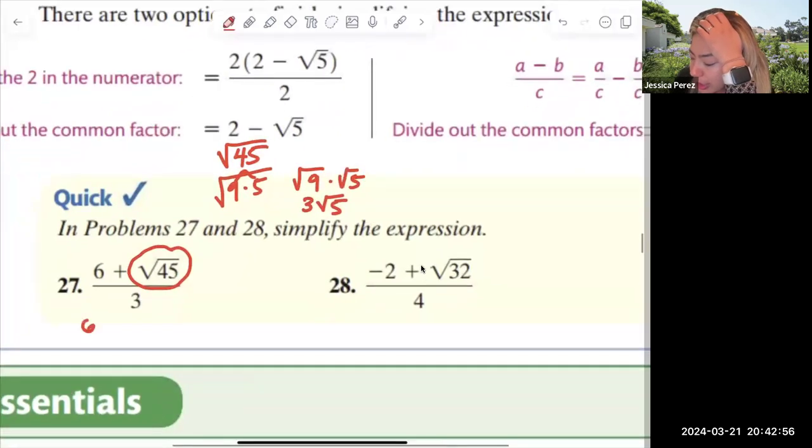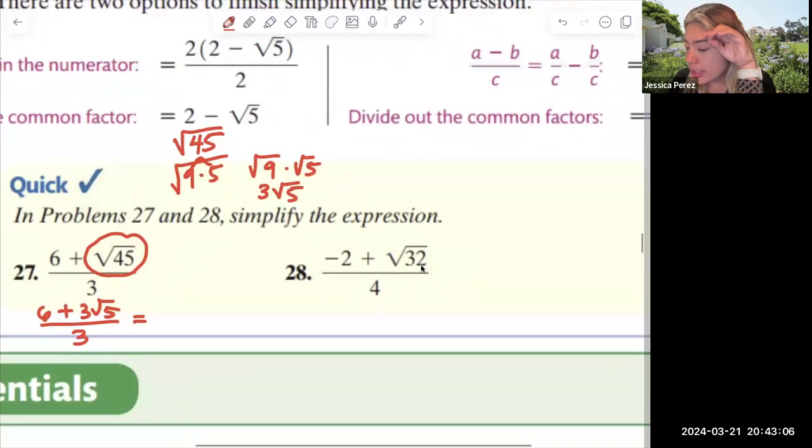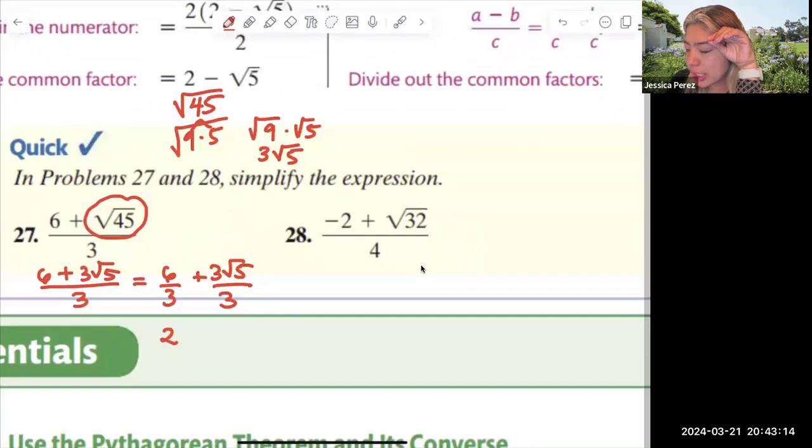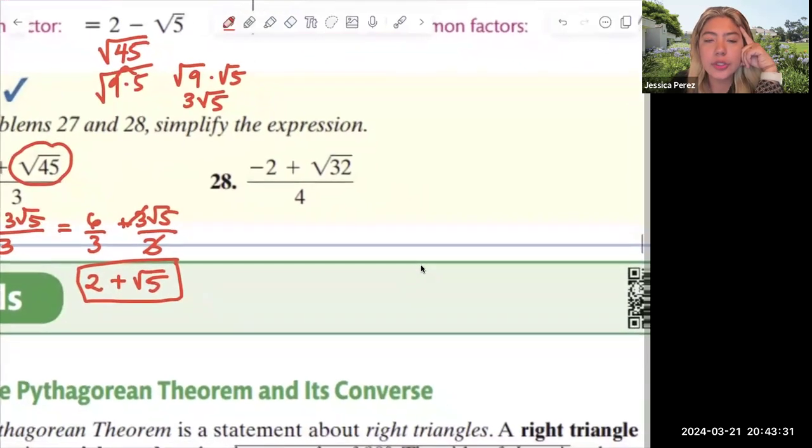So I'm going to bring this to 6 plus 3 root 5 all over 3. And I'm going to play that game again of separating them because they have a unique denominator. So it's going to be 6 divided by 3 plus 3 root 5 over 3. 6 divided by 3 is 2. 3 and 3 will cancel and I'm left with root 5. Any questions on number 27 before I go to 28? Okay, so let's look at 28.